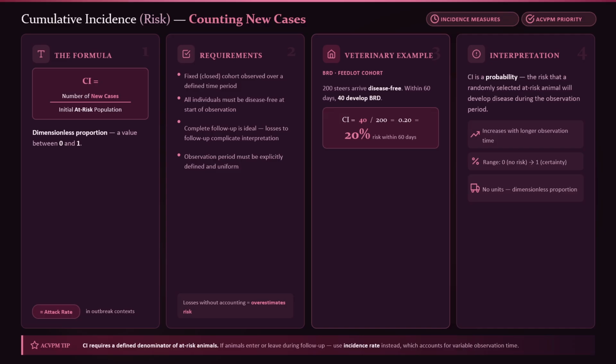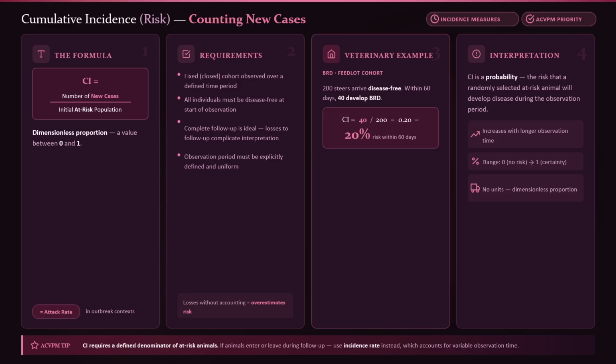Now, and this is the big structural requirement, cumulative incidence is only valid in a closed cohort. A closed cohort is one where no new animals enter after the study begins. Everyone starts together, everyone is followed for the same period, and losses are assumed to be negligible. In a closed feedlot pen where all calves were purchased together and no new animals were added, you have a closed cohort. In a flowing dairy herd with continuous animal turnover, you do not. We'll talk about what to do in that case in just a moment.